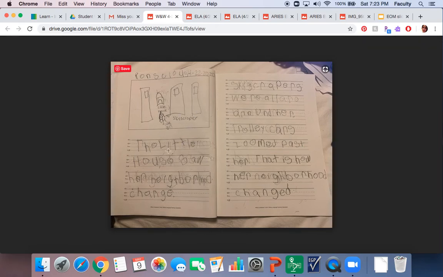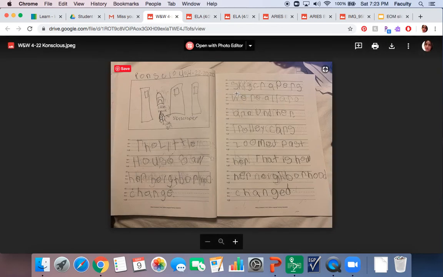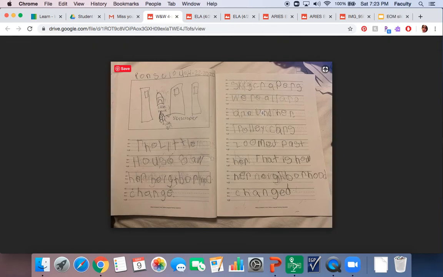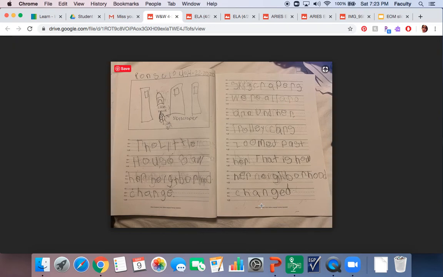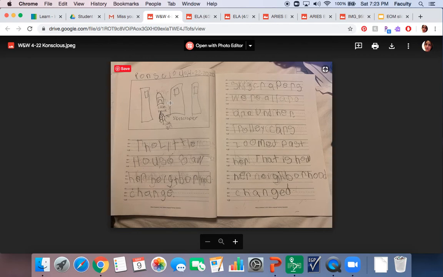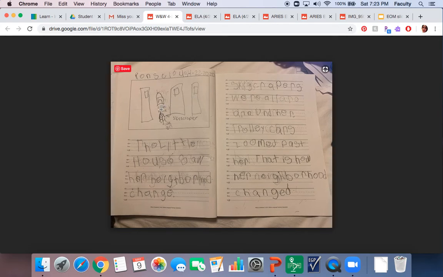Conscious wrote, the little house saw her neighborhood change. Skyscrapers were all around her. Trolley cars zoomed past her. That is how her neighborhood changed. And I like the word zoomed. Conscious, good job. You see how he has the skyscrapers? He also has the little house and the little girl. There's your 3 labels, Conscious. Good job. I also like how you drew the detail of the little house. Because at that point, when she had the skyscrapers around her, she wasn't too happy. So I like how he has the little sad face for it.